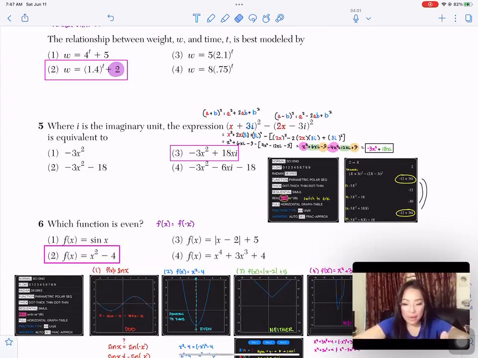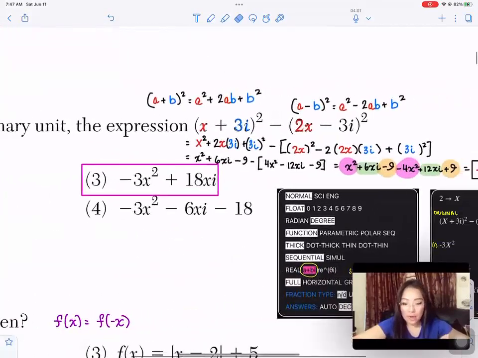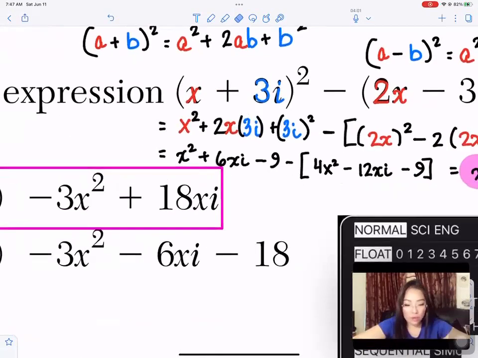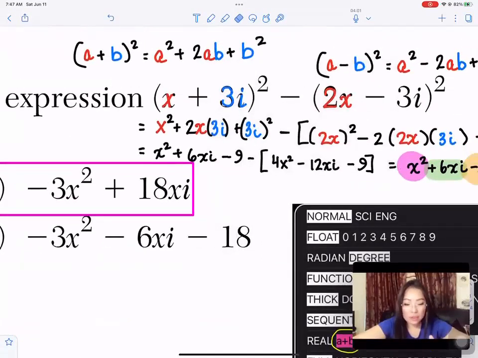So when you expand it out, what are the two skills that you need? Binomial squares. You need to know that when you have (a plus b) squared, that's the first term squared plus 2 times the first term times the second term plus the second term squared. So therefore, when you simplify (x plus 3i) all squared, that's going to simplify to x squared plus 6xi minus 9. A lot of students forget the middle term.